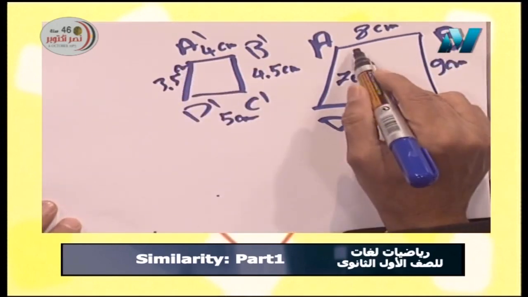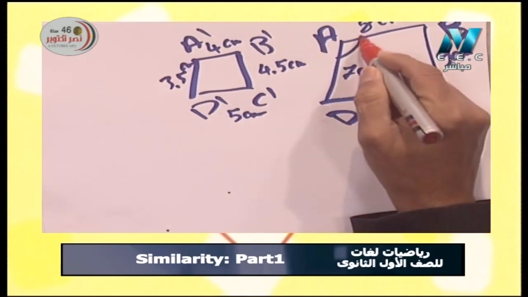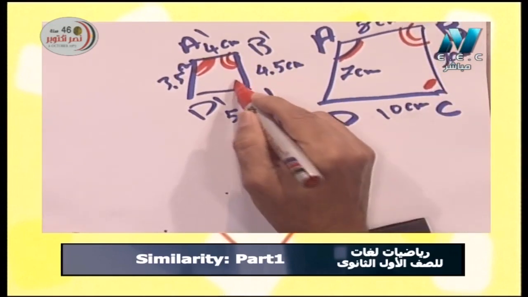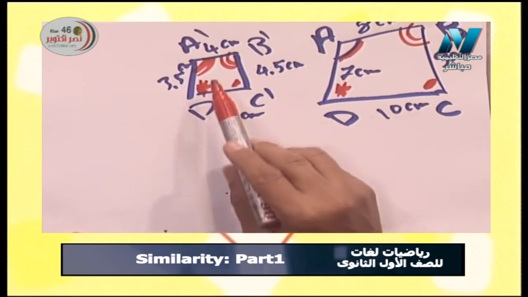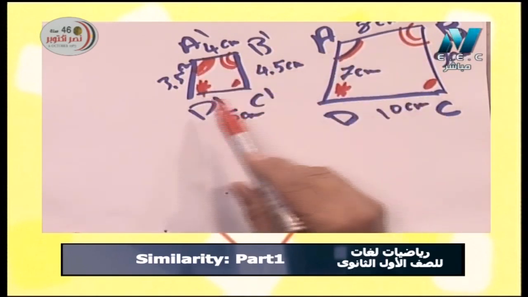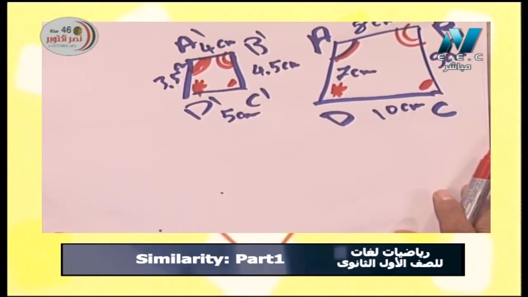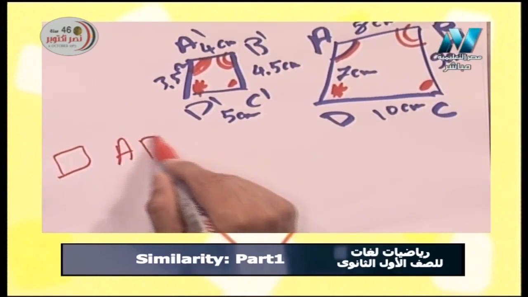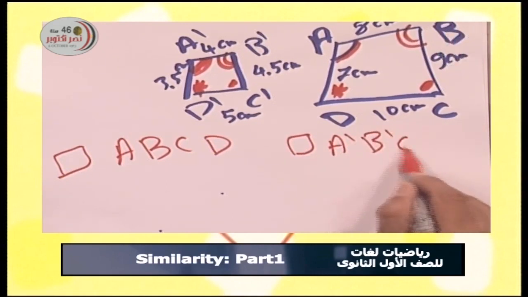Measure angle A equals measure angle A dash. Measure angle B equals measure angle B dash. Measure angle C equals measure angle C dash. Measure angle D equals measure angle D dash. So each two corresponding angles here are congruent. Okay, let's test the corresponding sides. We have the name of the first quad ABCD and the second quad A dash B dash C dash D dash.